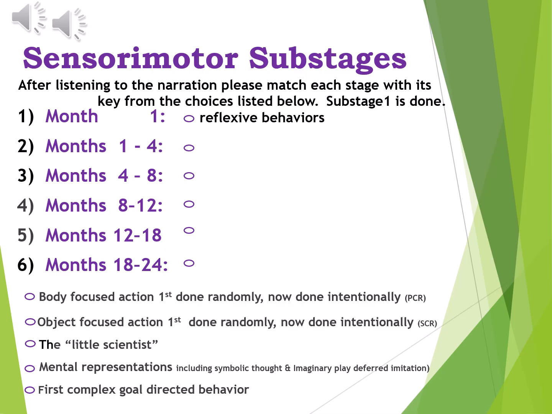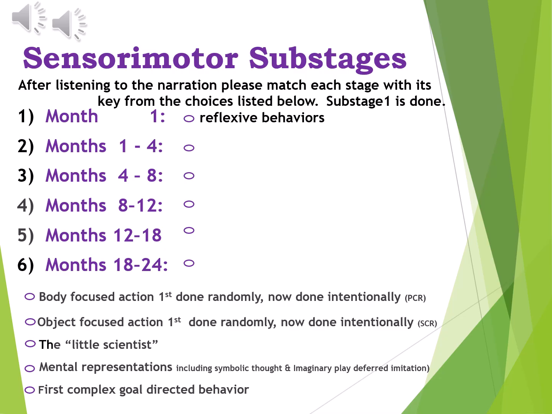Coordination of secondary circular reactions. So this is the first goal-directed behavior where the child can choose to do something and pursue it. Choose to crawl over to something interesting. Choose to, what have you, crawl over to the doggy, choose to steal doggy's food whenever possible. Hopefully not.